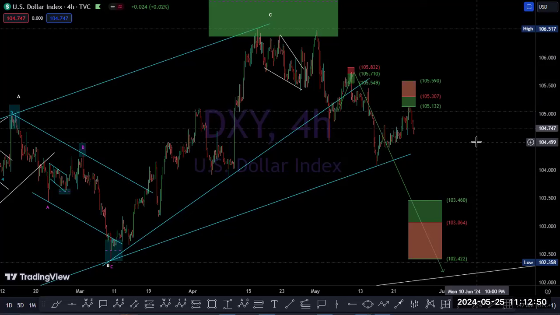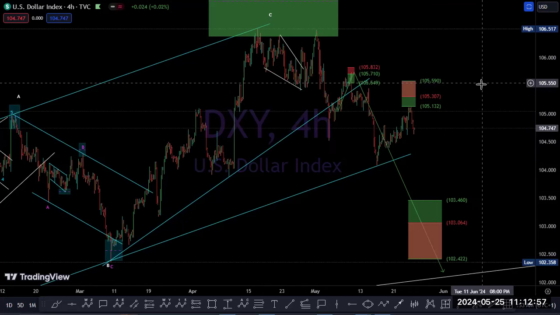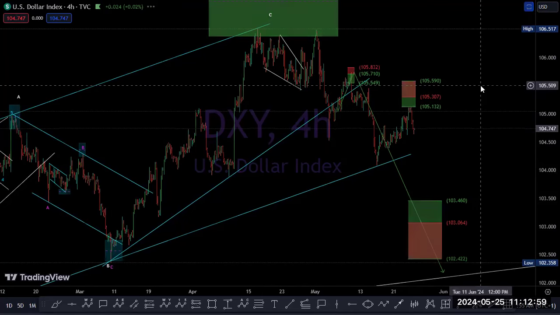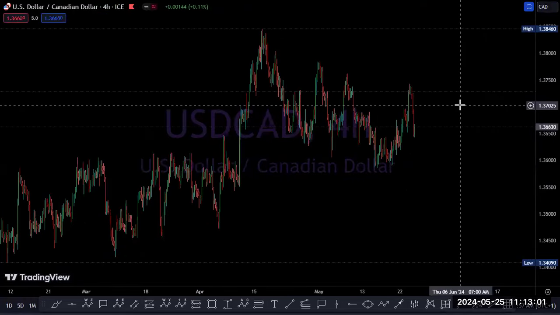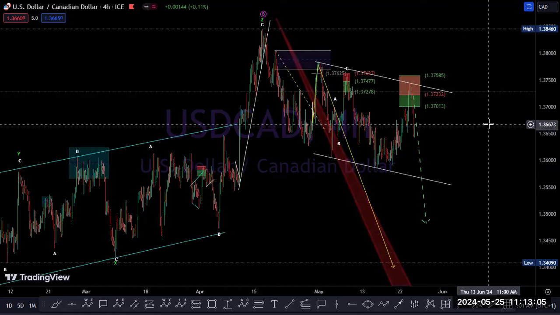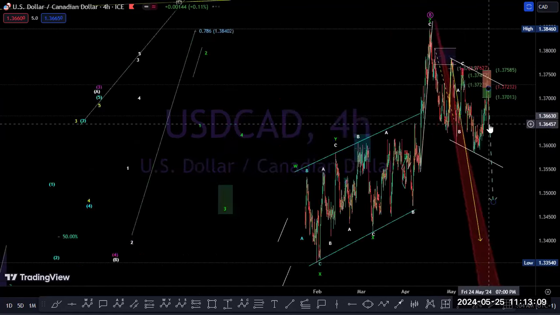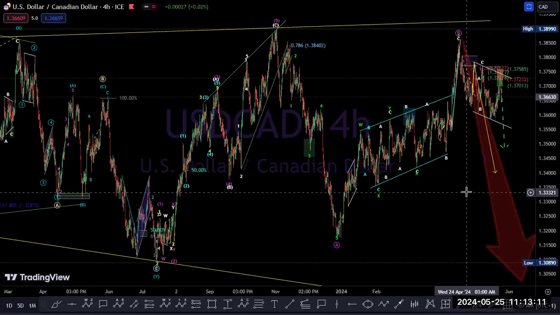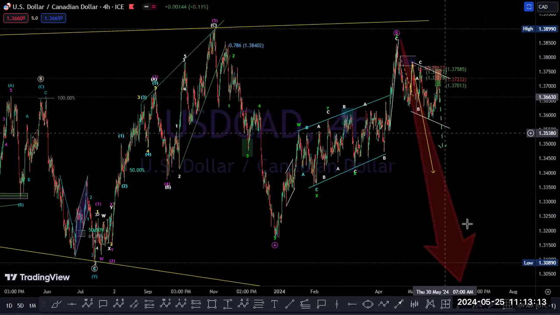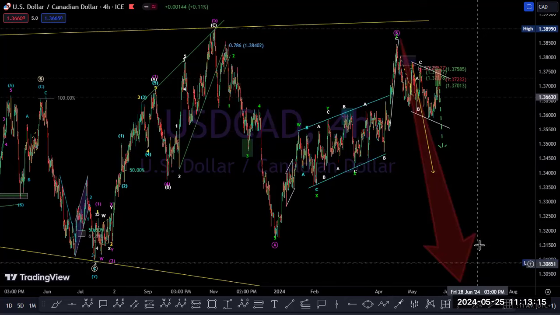So let's go to USD CAD. USD CAD and DSY, most of the time they go the same direction. So on USD CAD, my main target is that the price is going all the way down. So that is my main target.